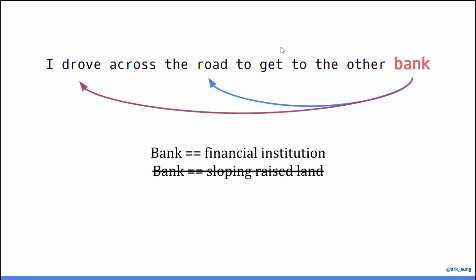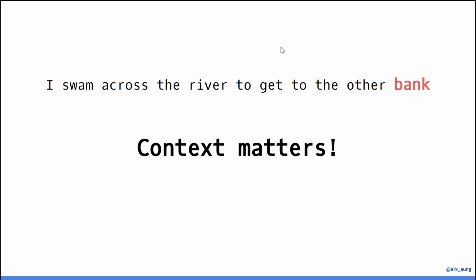But if you change the sentence slightly, in a way that I drove across the road to get to the other bank, then this bank is very likely to be a financial institution. See how things change depending on the context of the sentence. And that's the reason the context is very important to define the meaning of the word in a sentence.